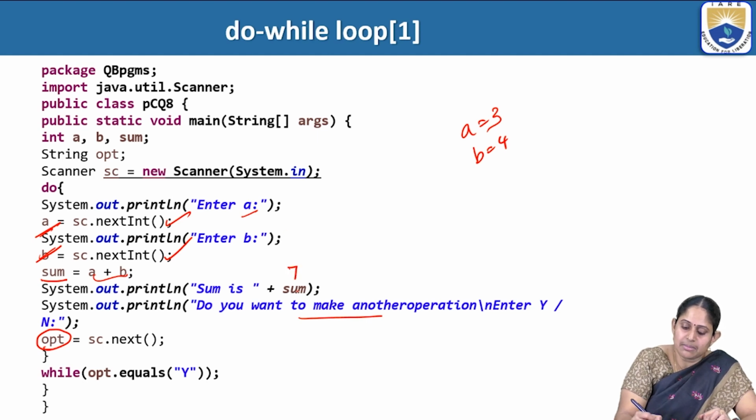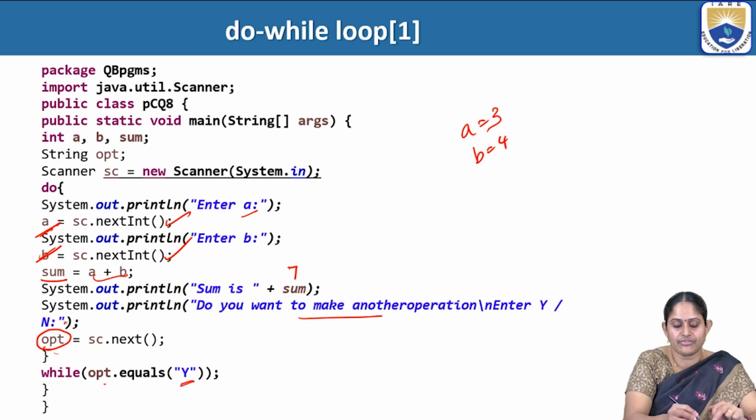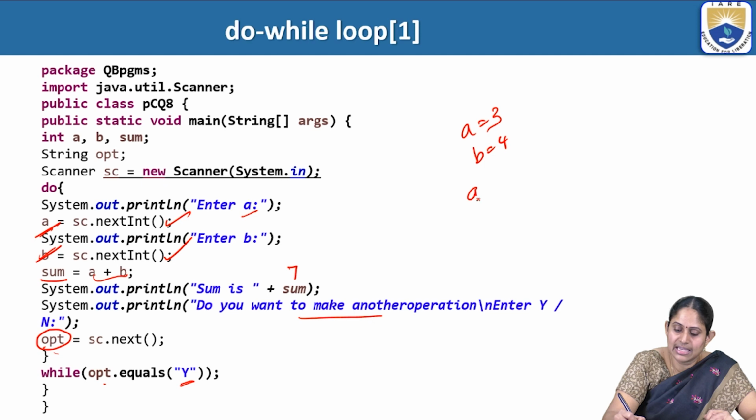Now, once that sum is displayed, it will ask whether you want to continue or not. At that point, you have to enter y if you want to continue, or else you can give any other value. Whatever we give will be taken into opt, and if opt is equal to y, then we'll have to continue. So it will again ask for a and b values.